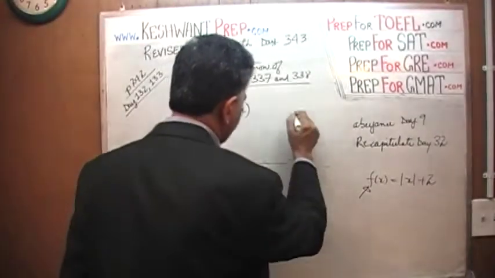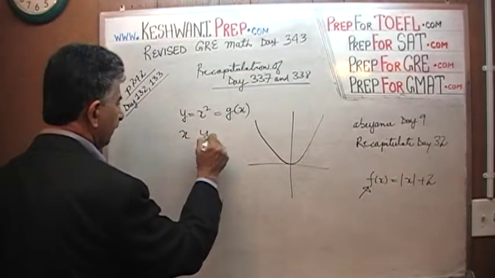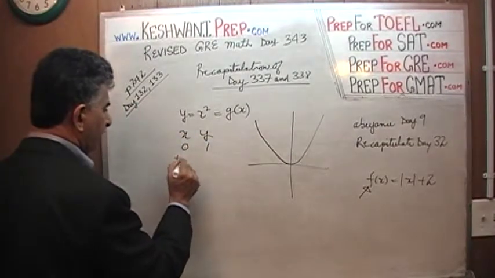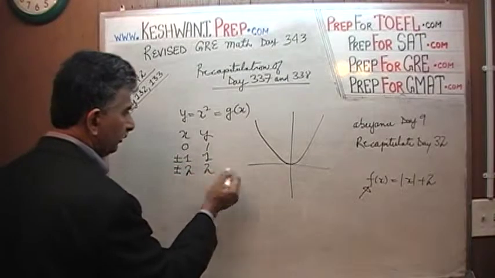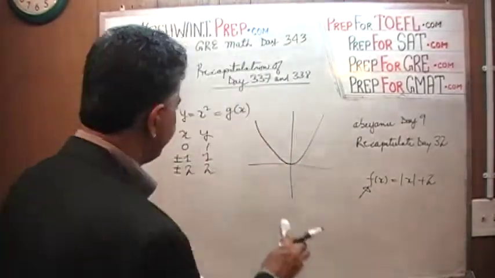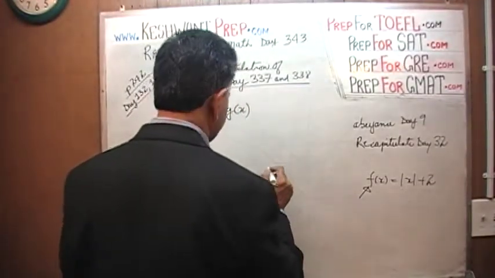It is simply a parabola. Here, when x is equal to 0, y is equal to 0. When x is equal to positive or negative 1, y is 1. When x is equal to positive 2 or negative 2, the y is 2. So that's what it is. It's a simple, ordinary parabola.